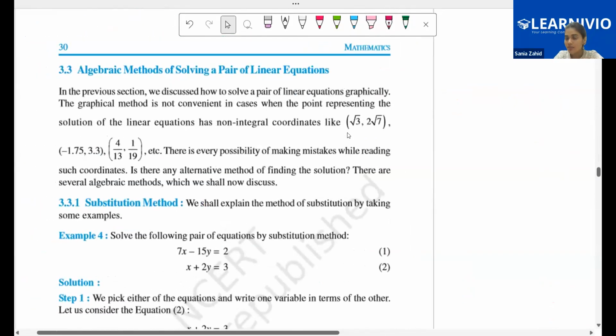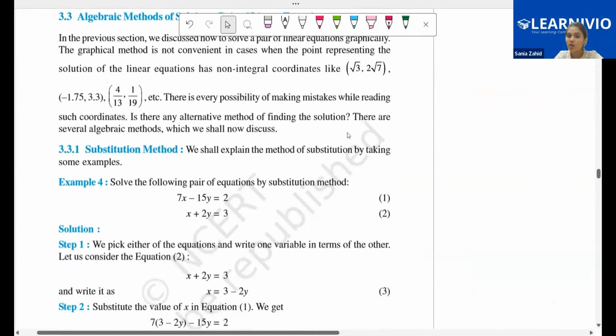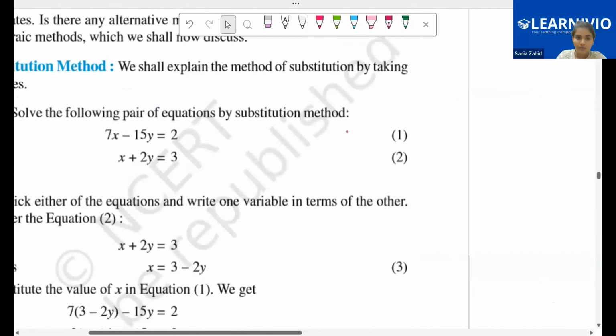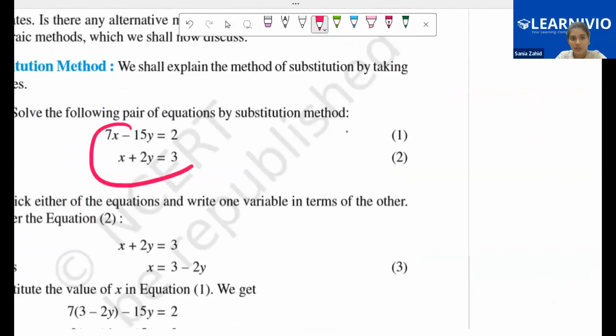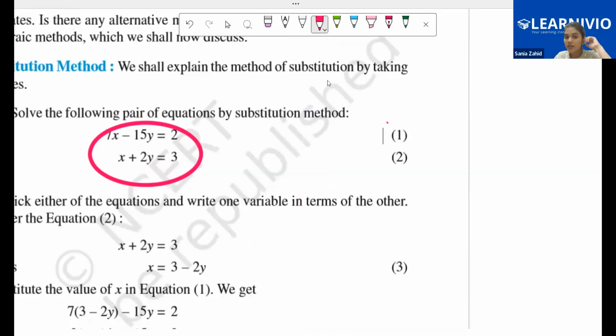So now what does the algebraic method say? It basically says that you don't have to draw a graph. Instead, you have to solve the equation algebraically. So here you have various methods. The first is the substitution method. So what do you do in the substitution method? For example, these are the equations that you have. First of all, you consider one of the equations and find the value of one of the variables. Try to find a variable which has the lowest coefficient attached to it, or does not have a coefficient attached to it.